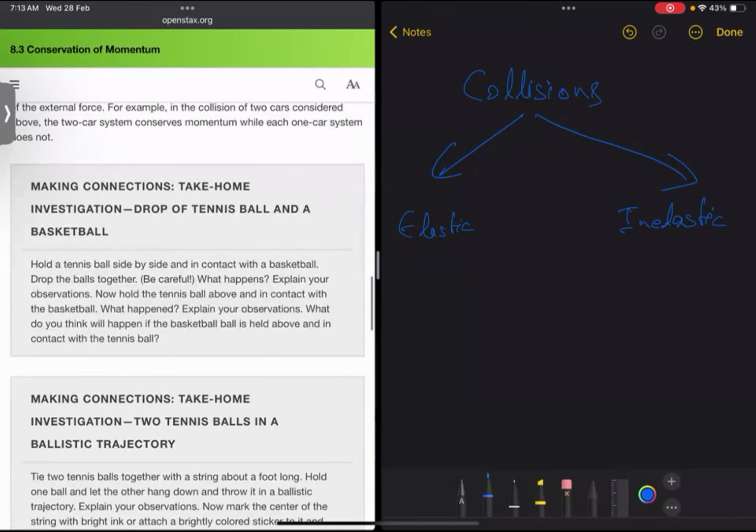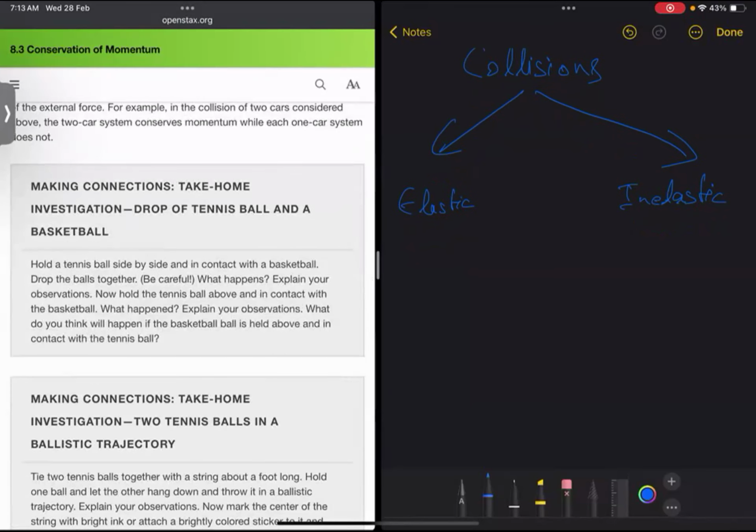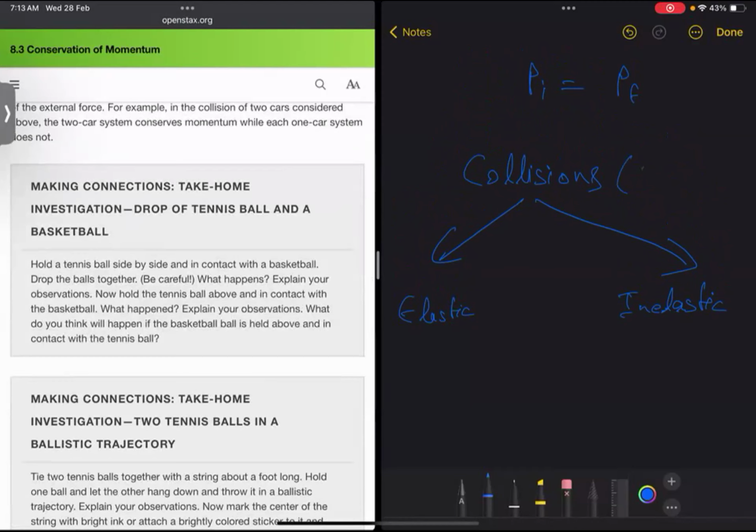First, let's discuss elastic. What happens in elastic collision? First thing, in all kinds of collisions, momentum of the system is conserved, right? Yes.